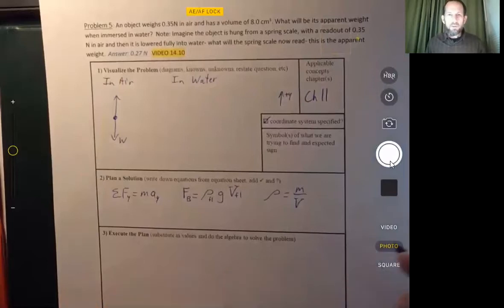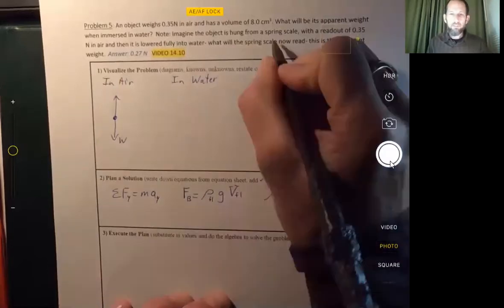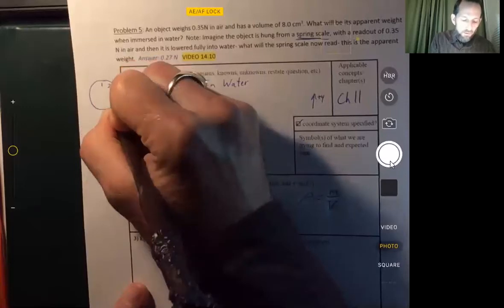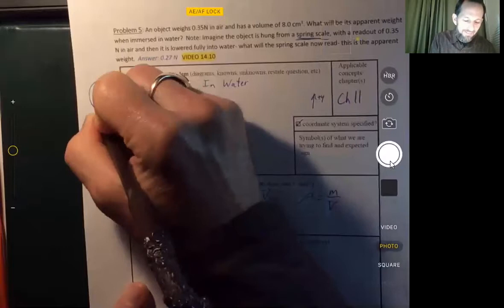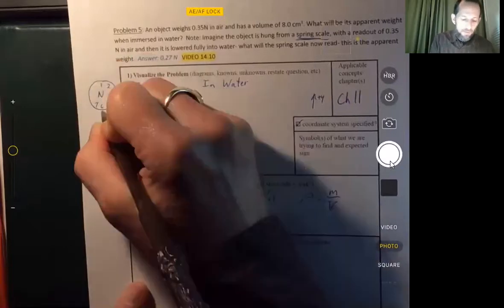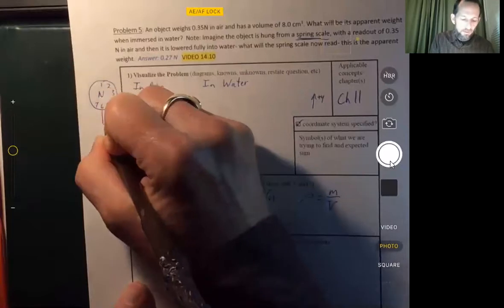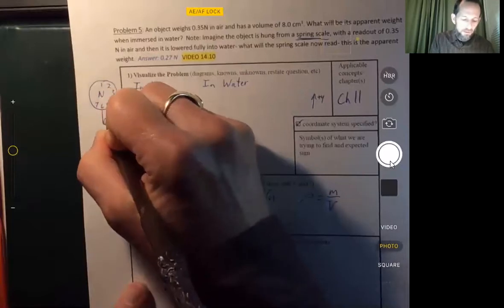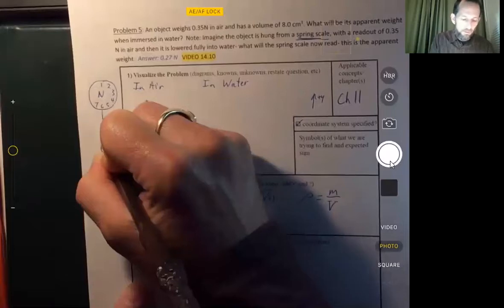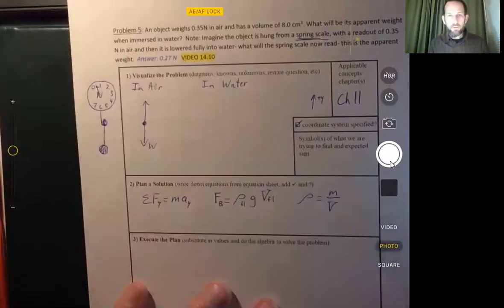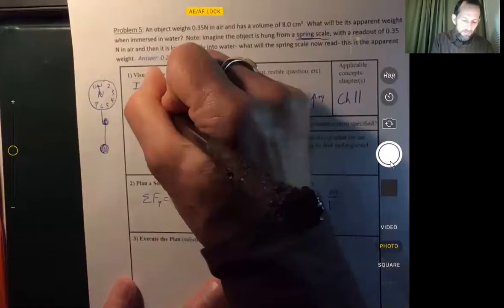Well, imagine that we're weighing it with a spring scale. A spring scale has a readout, and that's measured in newtons. And it has a hook on it. Then you can take a string and hang your object, and it'll have a certain readout. This one reads 0.35 newtons when it's in air. And so it's hanging from a string, so I'm going to call that the tension.